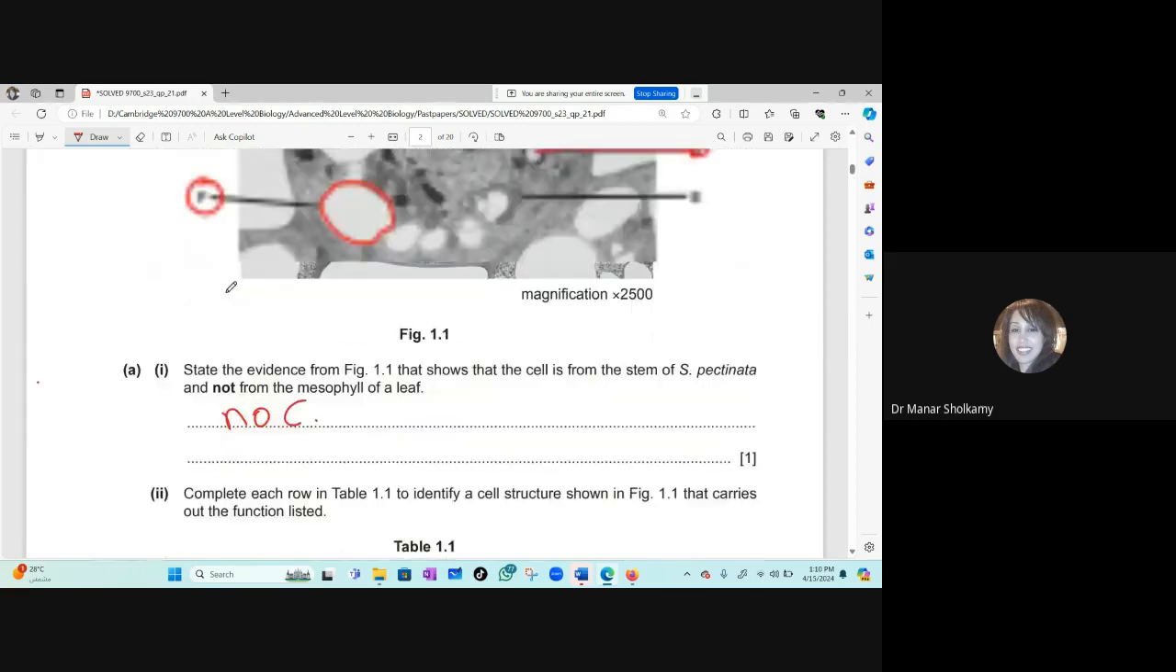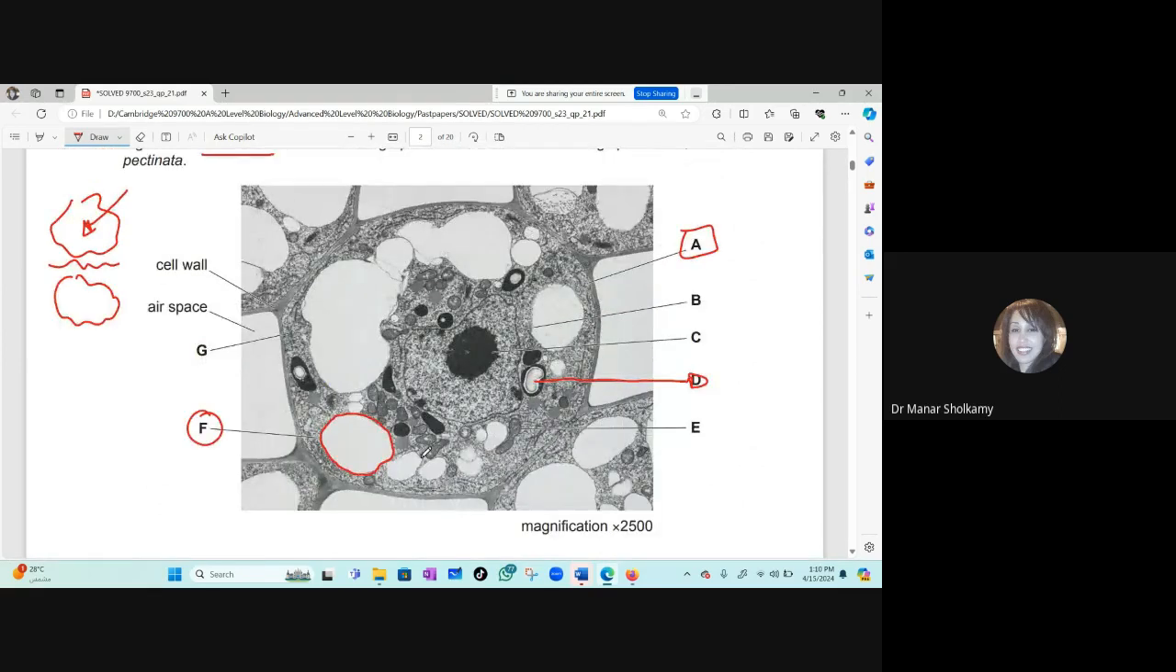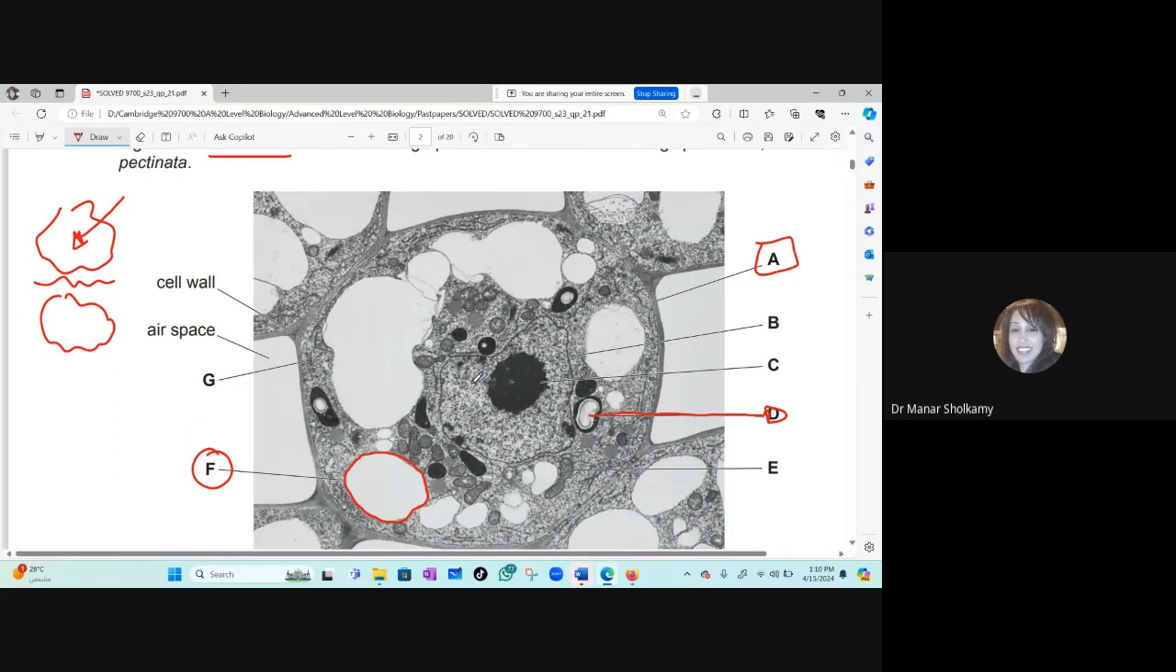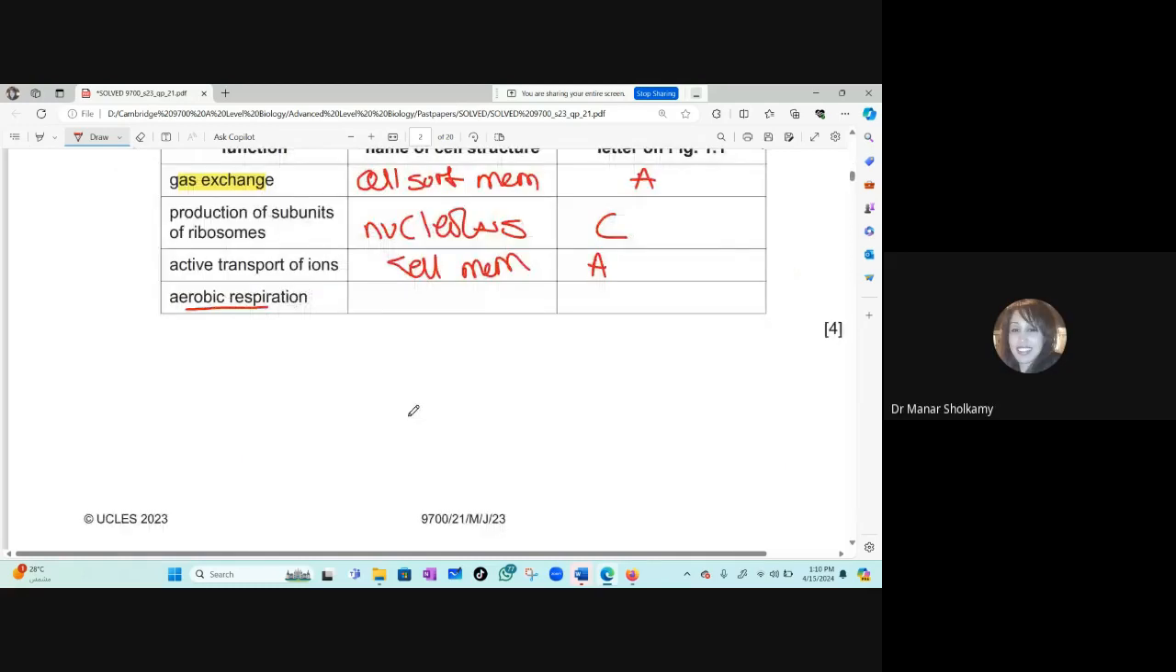Aerobic respiration. Now, this is easy. Which organelle here is clearly the mitochondria? Kareem, where is the mitochondria that does aerobic respiration? At E. Yes, it's E. Okay, so it's the mitochondria and E.